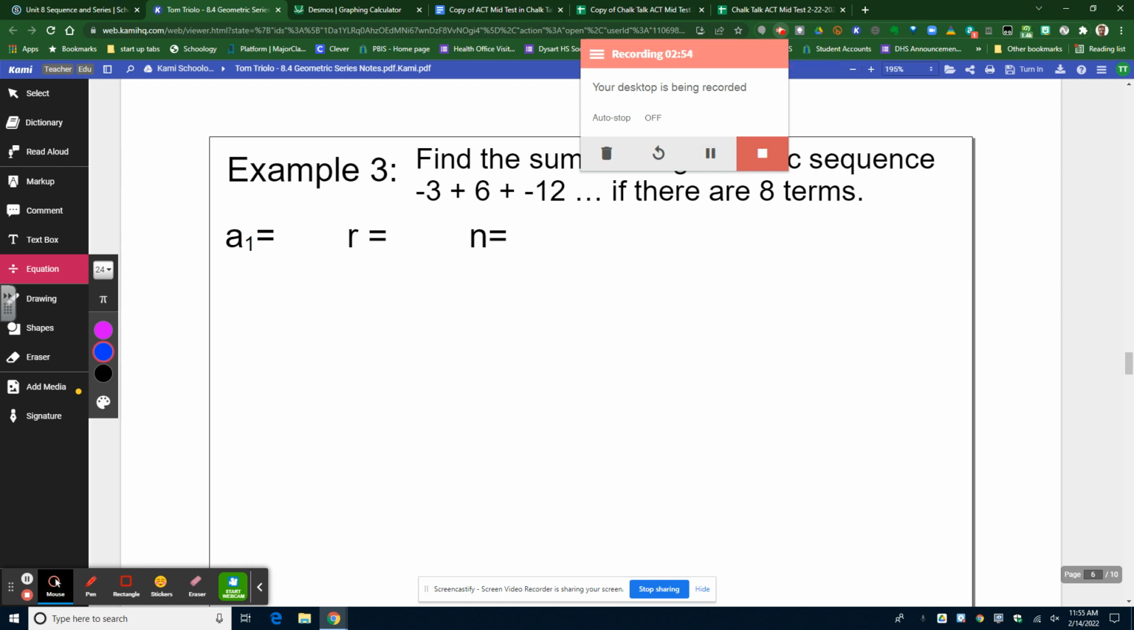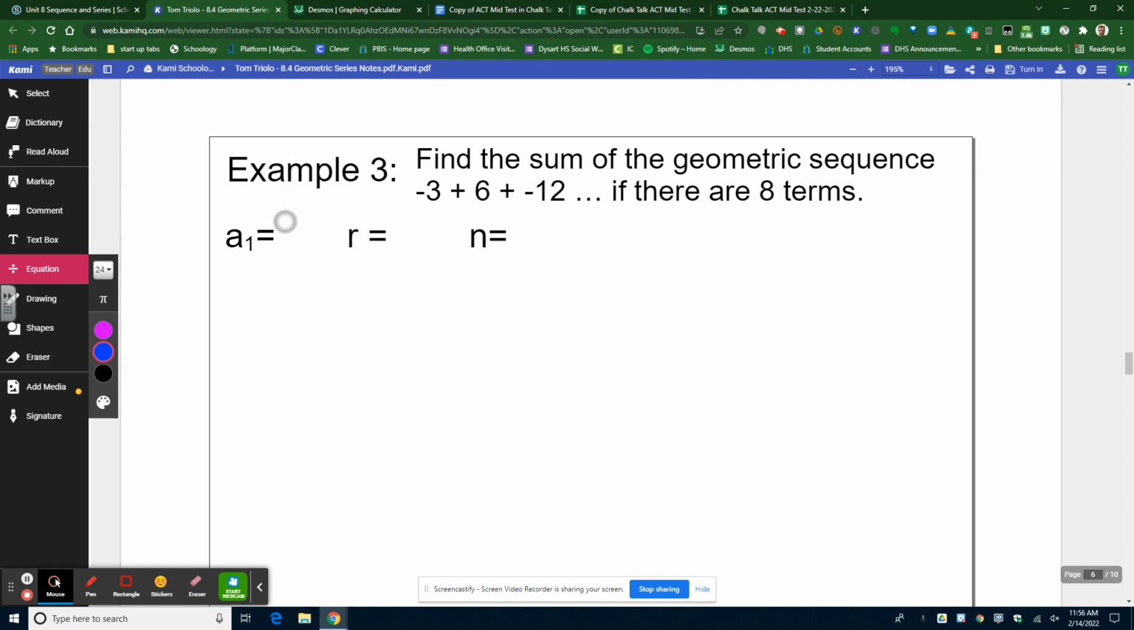A sub 1. Berto, what do you got? Negative 3. The next one takes a little bit more thought. What is my common ratio? Miss Julie? Negative 2. Where did you get negative 2 from? Just take negative 12 over 6. You can take any 2 consecutive numbers. Just don't take the negative 12 divided by the 3. That would be wrong. Okay. How many terms are there? 8.